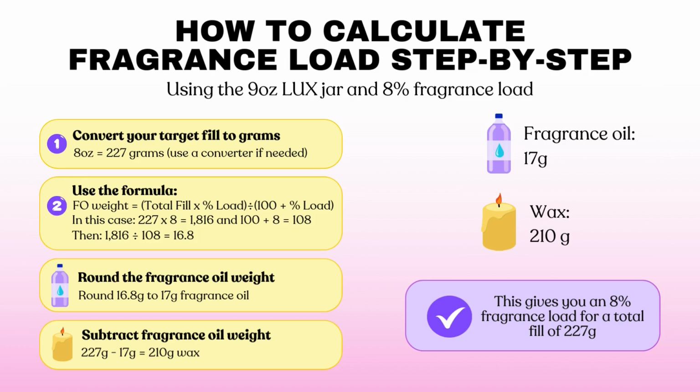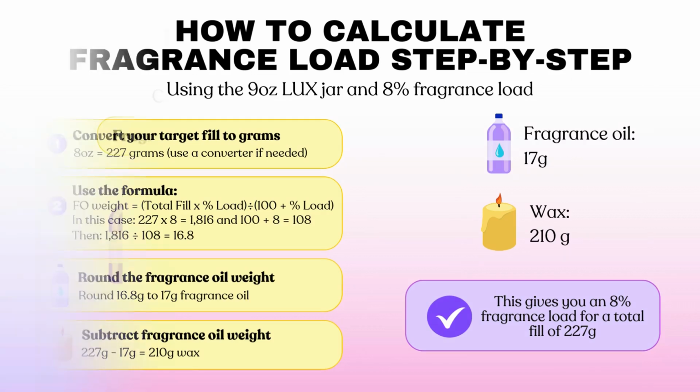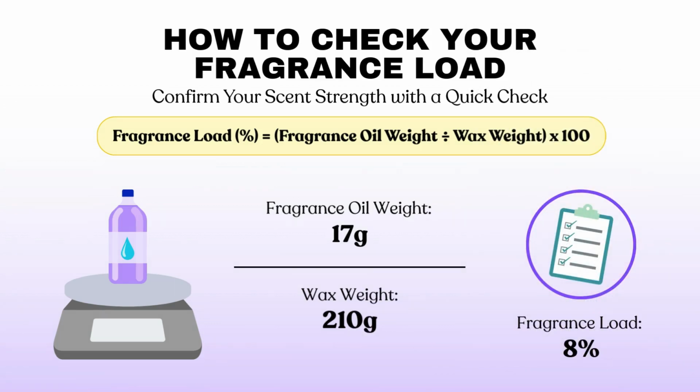So 227 minus 17 means we're going to need 210 grams of wax and 17 grams of fragrance oil to achieve our 8% fragrance load for this 9-ounce Luxe jar. Cool, right? Now let's use formula number 2 to check our fragrance load and make sure everything adds up.